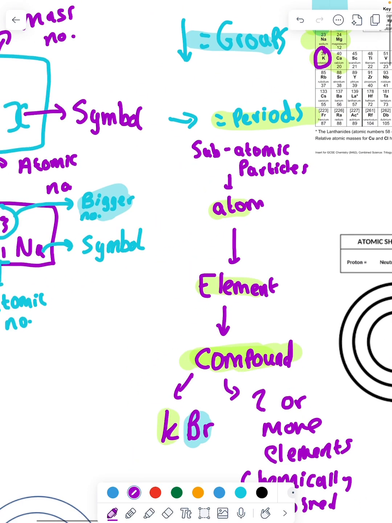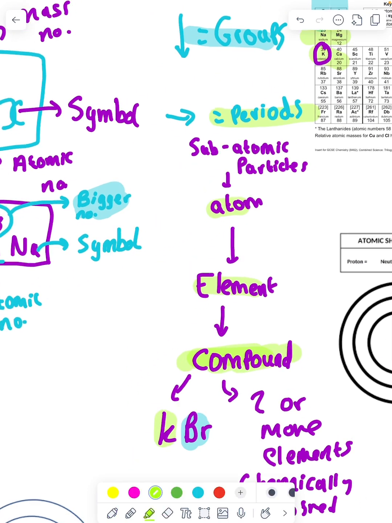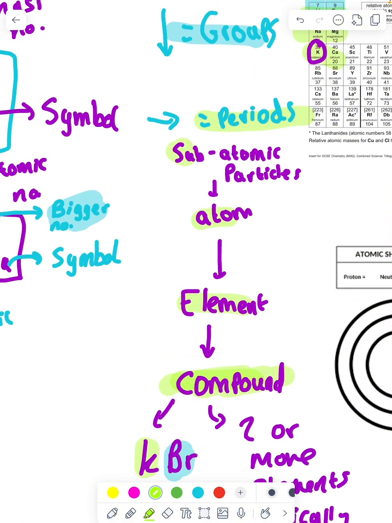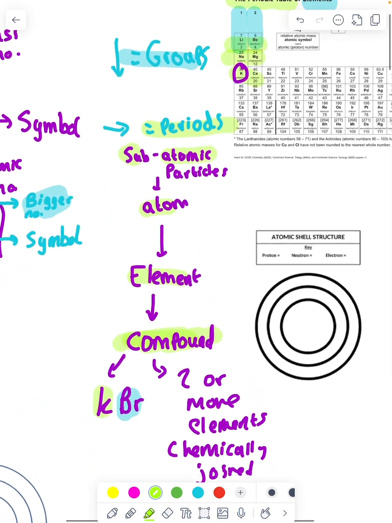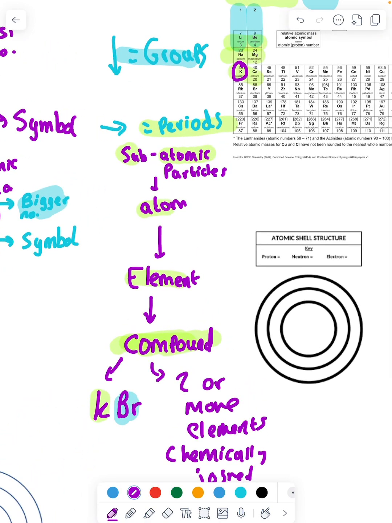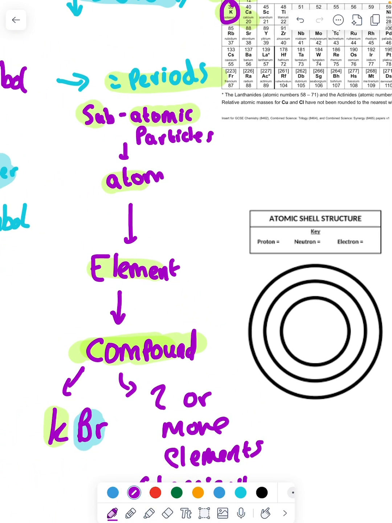Now, subatomic particles does sound a little harder than it needs to be, right? All that's meant by this is, so sub just means part, right? Atomic, like, of an atom, so parts of an atom, right? These things make up an atom. Atoms make up elements, elements make up compounds. We're going to look at all of these now.